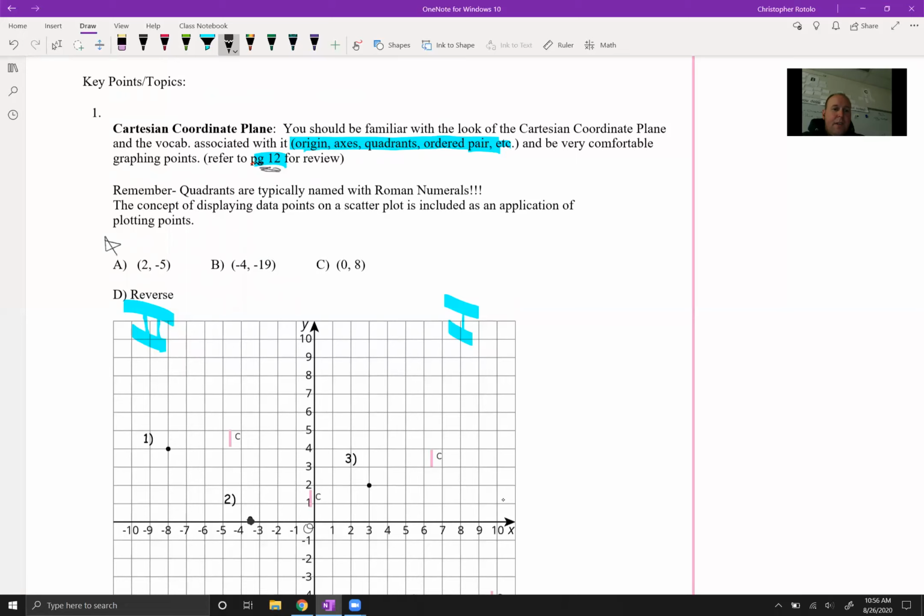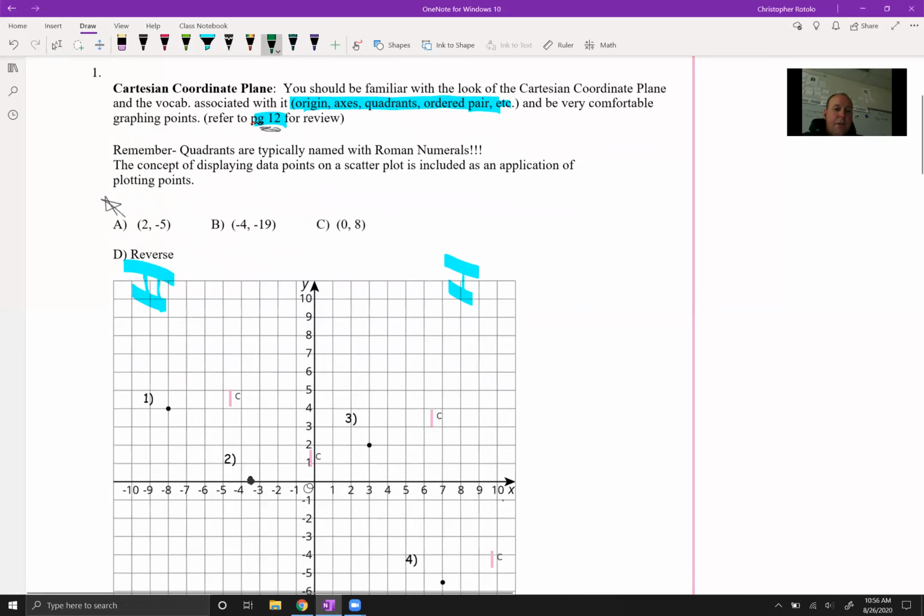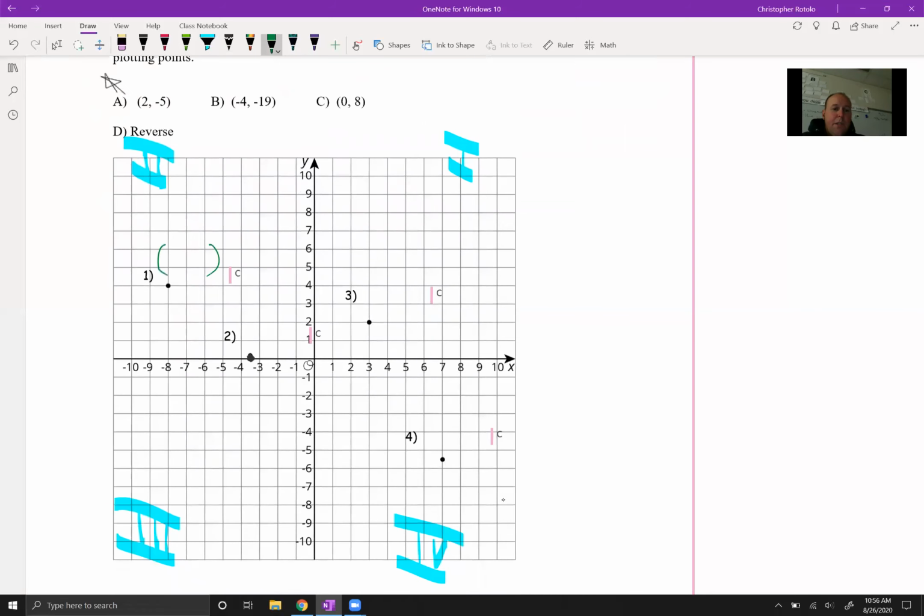Plotting the points, right? That's something that I feel pretty confident you guys are good with. So we're going to practice those. Also, point number 1, what is this point? So we can do those.